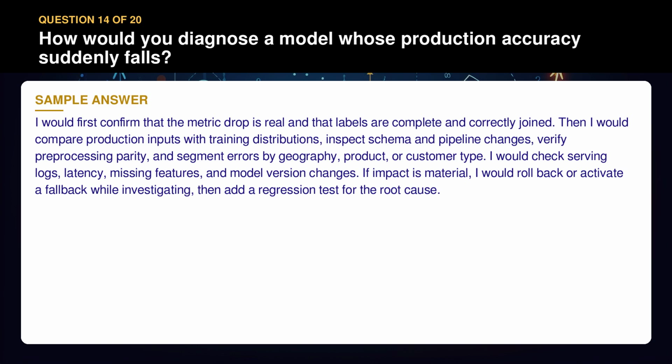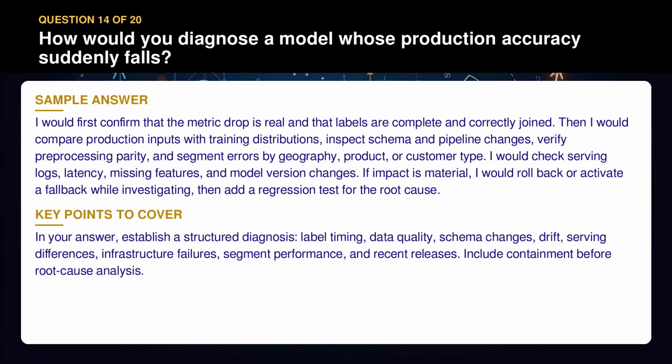If impact is material, I would roll back or activate a fallback while investigating, then add a regression test for the root cause. In your answer, establish a structured diagnosis, label timing, data quality, schema changes, drift, serving differences, infrastructure failures, segment performance, and recent releases. Include containment before root cause analysis.